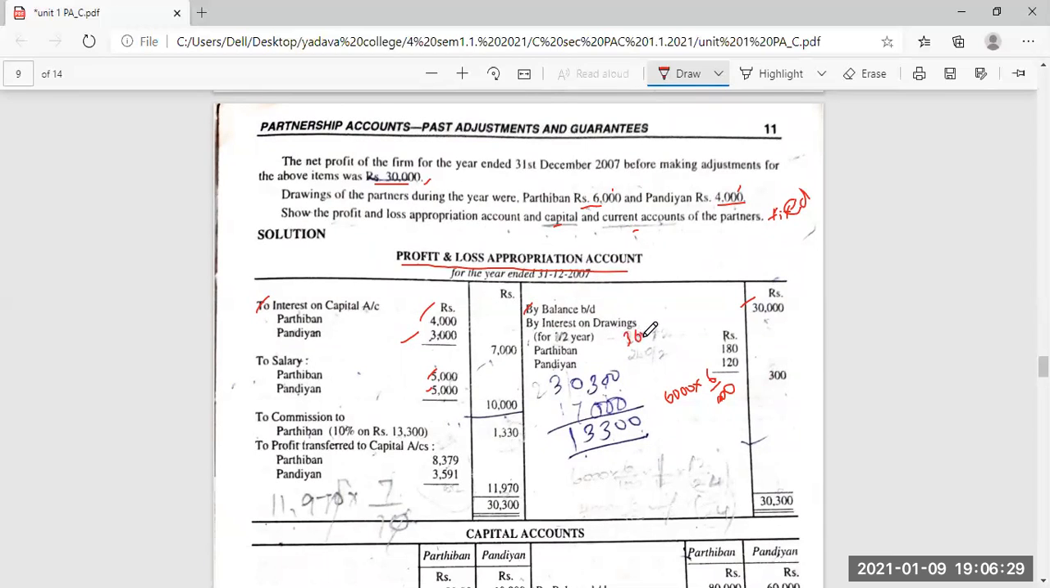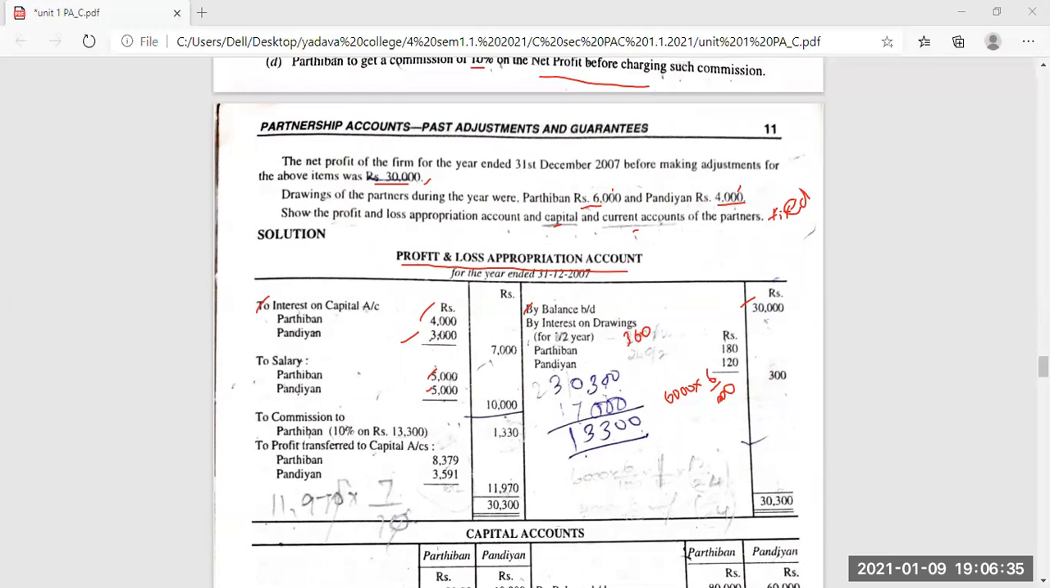360 rupees as their interest on capital. If you want, you can calculate in the calculator. I'll just show you. 6,000 into 6 divided by 100, you will be getting 360 as their interest on drawings. But one thing they didn't mention about their drawings calculation.